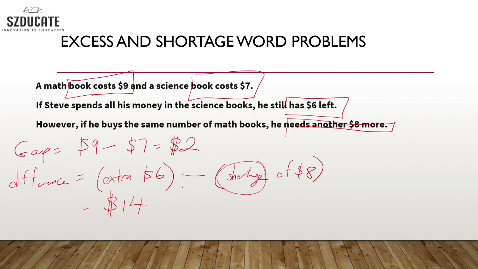It doesn't matter who is more or who is less. You just put the bigger one in front so that you always have a positive number. So it's a difference. So how many books do we have? Always take the difference, divide by the gap, which will give you 7. What does this 7 represent? You look at what else is there that has a number. The books, the number of books. So he would have bought 7 books.